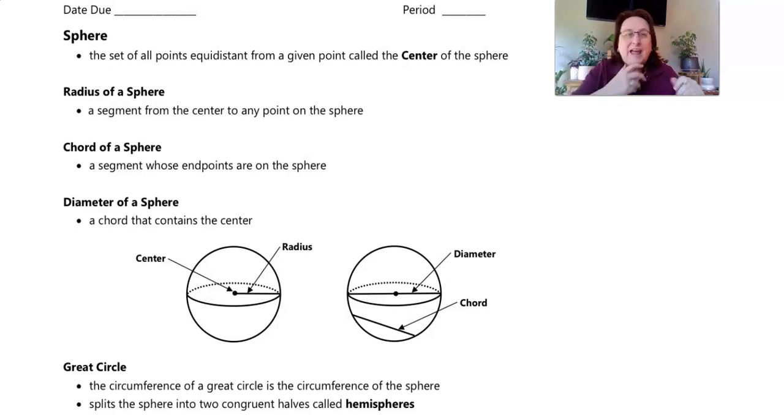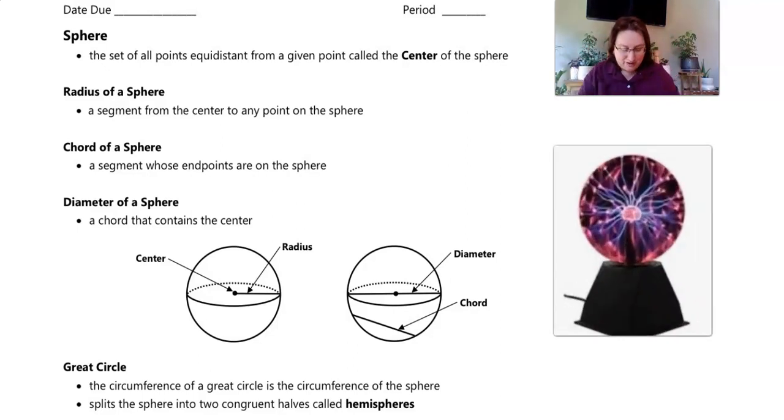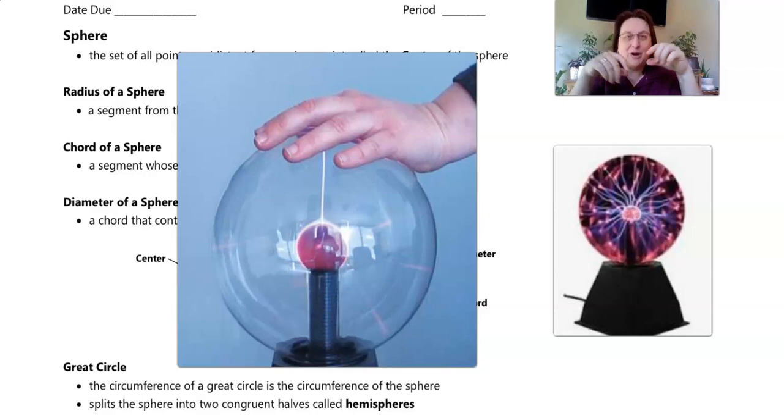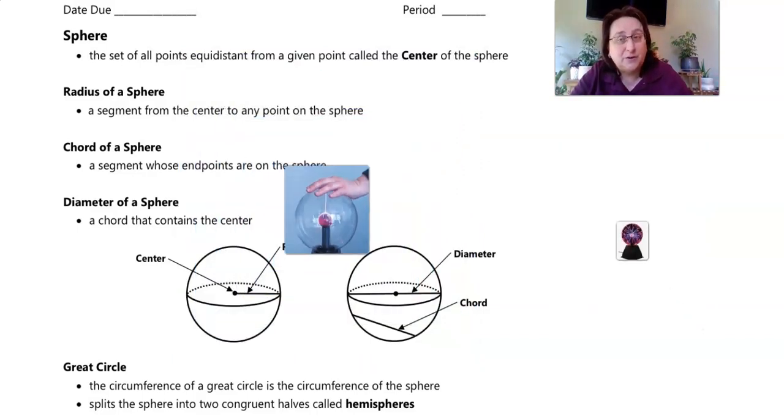Hey, have you guys ever touched those electrical orbs, and you touch it and the lightning comes out from the center out to the edge? Hey guys, that lightning really represents that a radius can go anywhere around the sphere, as long as it originates from the center.